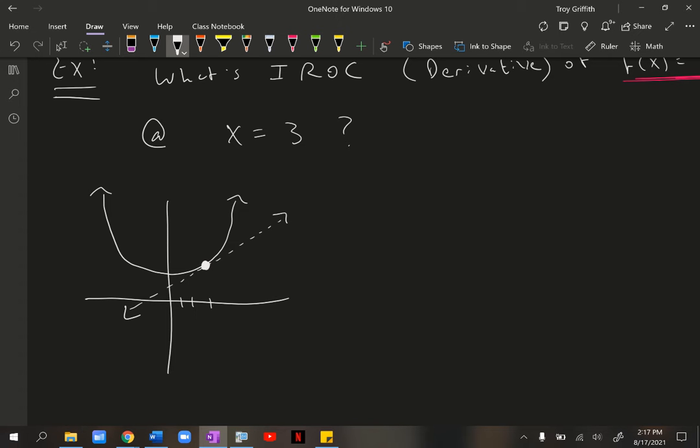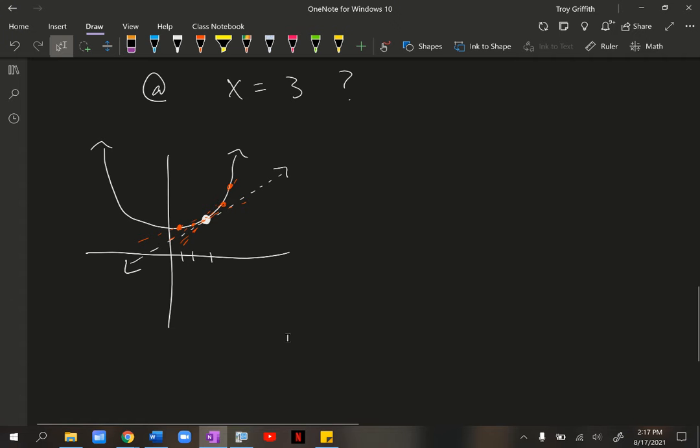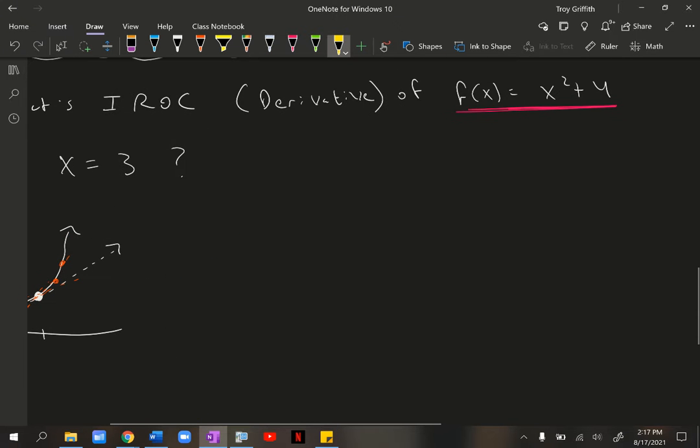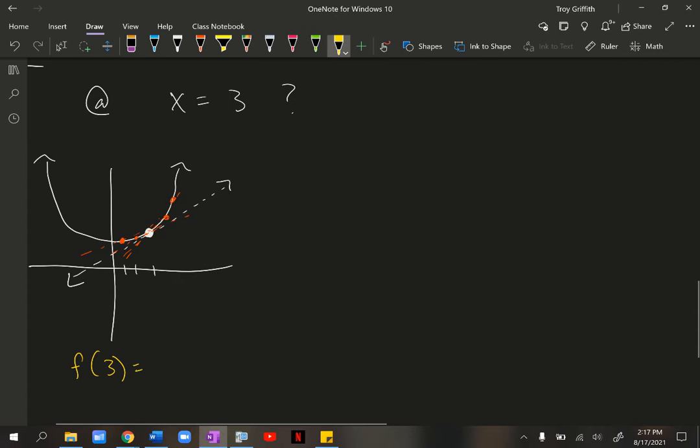So our job is to figure out the slope of this line, and the way that we're going to do that is we're going to try to come up with some sort of function that describes the slope between any 2 points on a secant line and the point at exactly x equals 3. I'm just going to do a little experiment right here. We should be able to do this math. If I plug in f of 3 into this function, 3 squared is 9, and 9 plus 4 is 13.